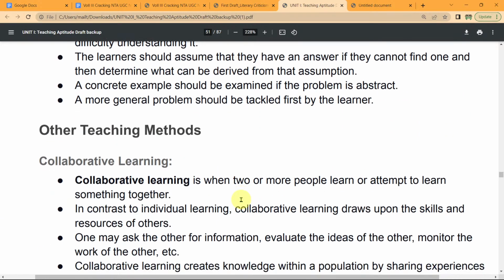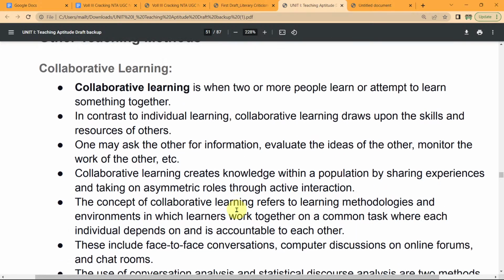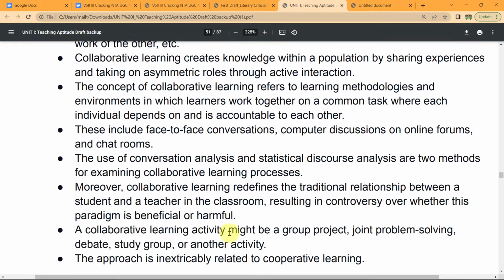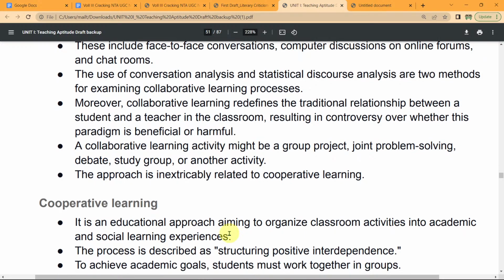And again, another teaching method is collaborative, where two or more people learn or attempt to learn something together. So suppose Anjali and Priya want to learn about something, say restoration theater. They will form a group together and explore together, and from each other they will learn different things. That will be collaborative learning. Okay, the same thing is written here. Not much of it. You just need to understand the concept of the particular learning.